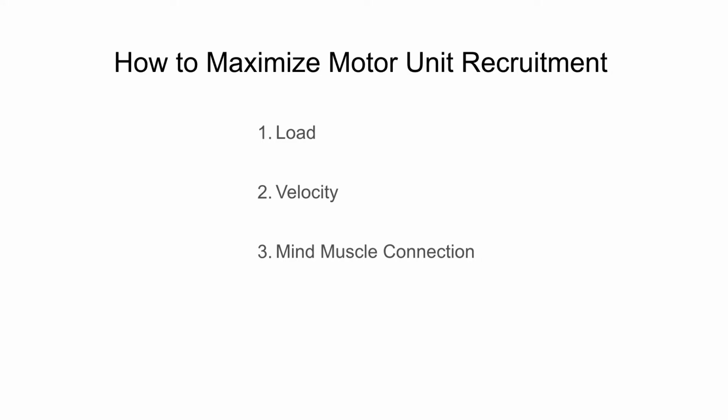Now, there are 3 ways we can maximize motor unit recruitment. The first, similar to the examples just given, is the load. The second is velocity, and the third is mind-muscle connection.